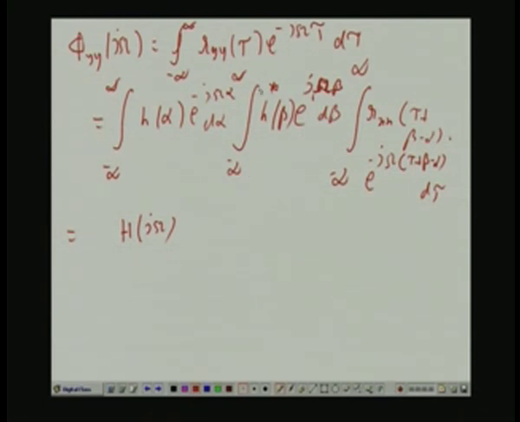So, what is the second integral? In the second integral you take the star out. So, h(β) e to the power minus jωβ, that is again H(jω) star of that. So, H(jω) H star(jω). And here in the inner integral, if you call τ plus β minus α as some variable τ prime, the integral limits remain the same, everything remains the same, it is just a Fourier transform of R xx(τ prime), which is nothing but the power spectral density of the input. So, Φxx(jΩ), mod.